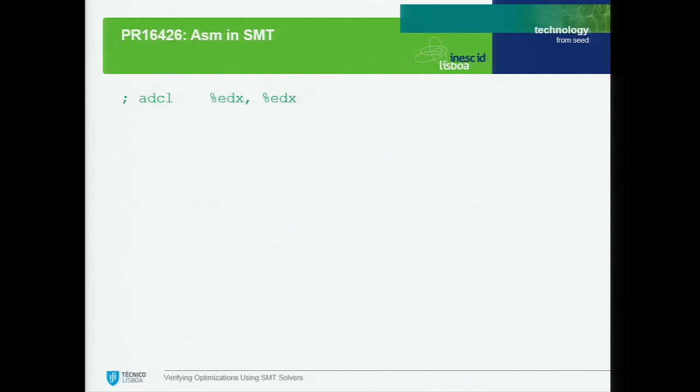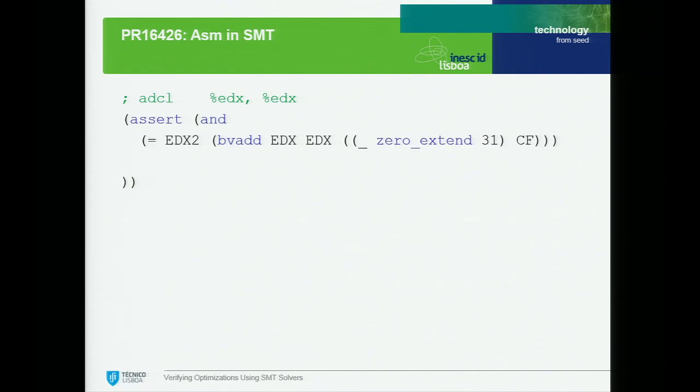Now we have the add carry. So what the add carry does is it adds EDX, EDX plus the carry flag. But we need to zero-extend to 32 bits, because the type checker requires all operands to have the same bit width. Okay. But add carry also updates the zero flag. So the zero flag will be 1 if the result is 0. Okay.